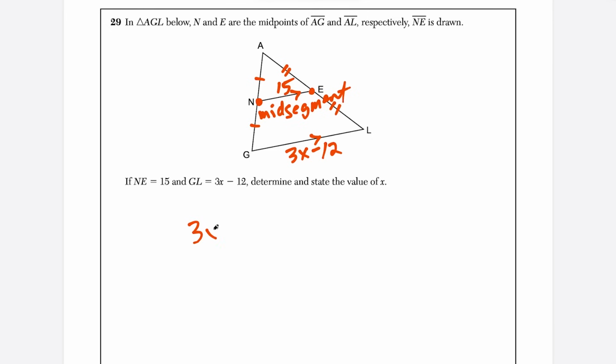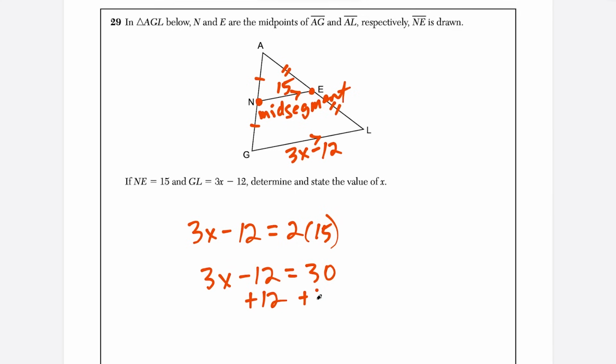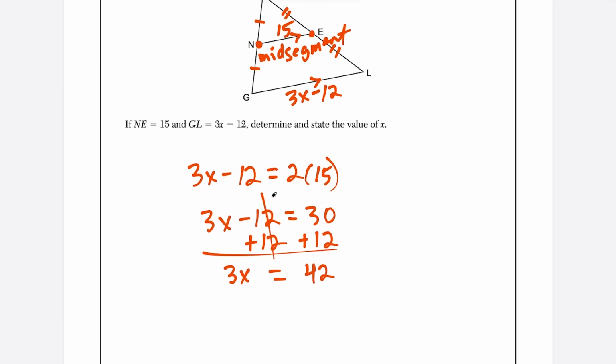We have 3x minus 12 is equal to 2 times 15, because if this piece is half of this piece, if I double this, I'm going to get this length over here. So now we have 3x minus 12 is equal to 30. And then we add 12 to both sides and just do the rest of the algebra. So we have 3x minus 12 plus 12 cancels, and this is equal to 42. And now from here to solve for x, we're just going to divide both sides by 3, and this is going to give us x is equal to 14.